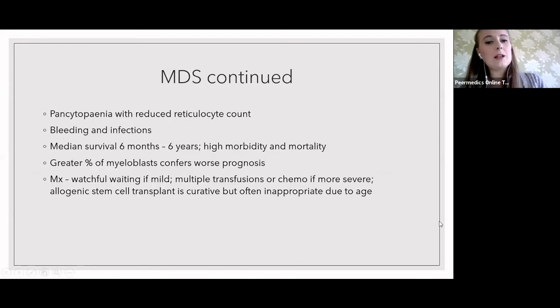So generally the symptoms you get with it are just the symptoms of pancytopenias, so like bleeding, infections, the things that we talked about when we were breaking down the different things that you get when you're out of red blood cells, white cells, etc.